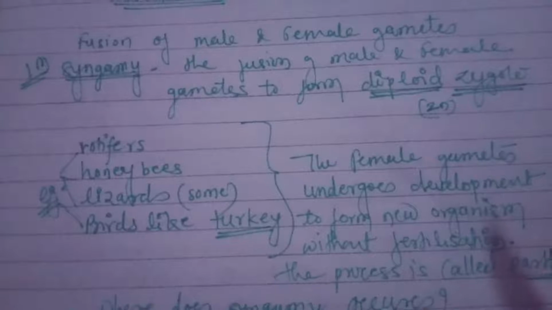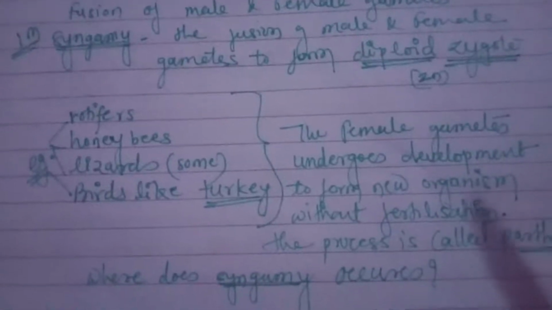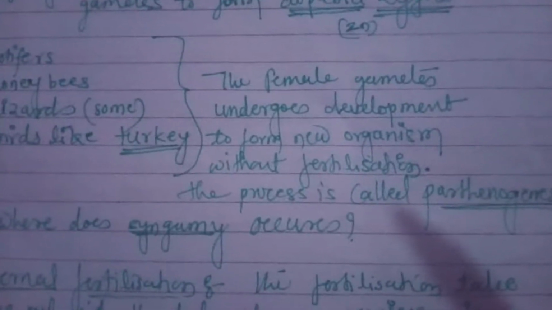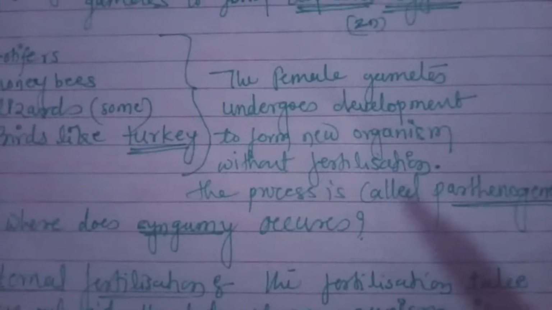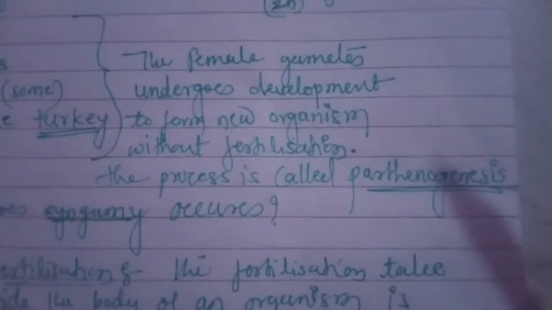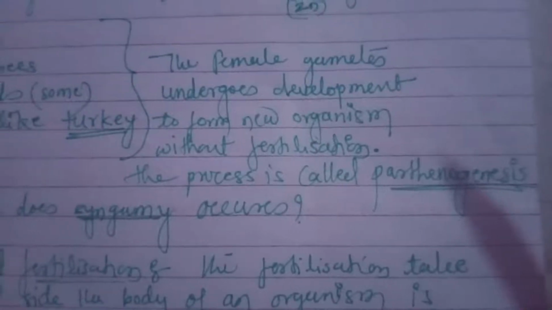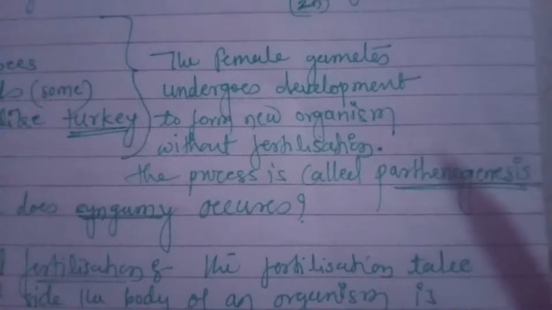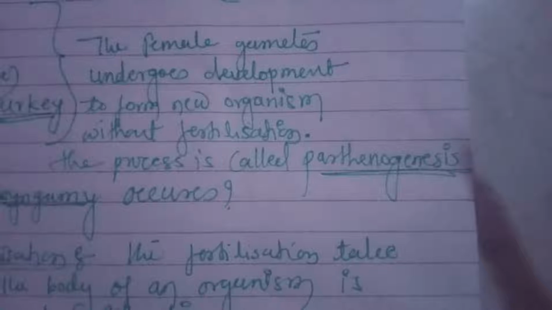In some organisms like rotifers, honeybees, lizards, and some birds like turkey, there is development of an organism from the female gamete without fertilization. That we call parthenogenesis. Definition: the female gamete undergoes development to form a new organism without fertilization. Without fertilization a new organism forms from the female gamete; that process is called parthenogenesis.